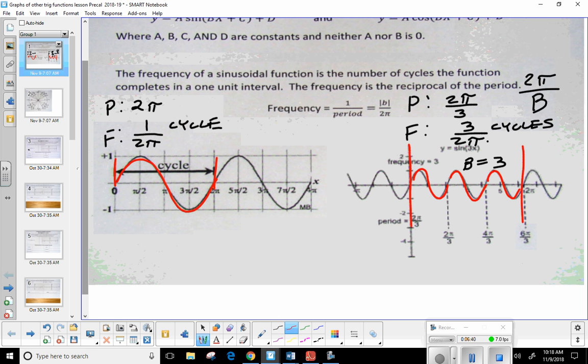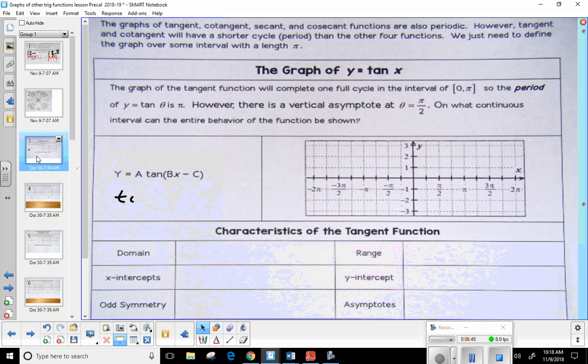Okay. Pretty easy? Good. Okay, well, let's go ahead and take a look at this now. We're going to start getting into the other trig functions, but today we're only going to look at tangent. We'll look at cotangent and hopefully the other ones on Monday. But it says the graphs of tangent, cotangent, secant, and cosecant functions are also periodic. So at some point, they're going to start repeating as well. Okay, but tangent and cotangent will have a shorter cycle or period than the other 4 functions.